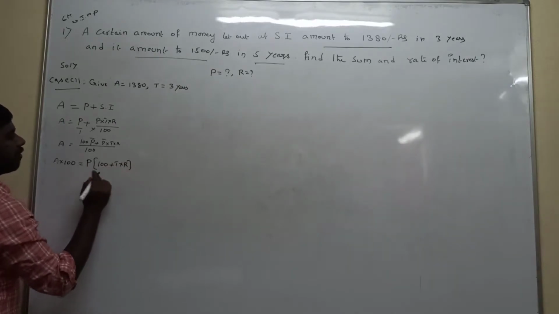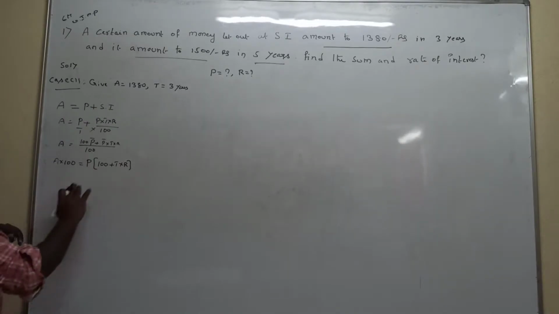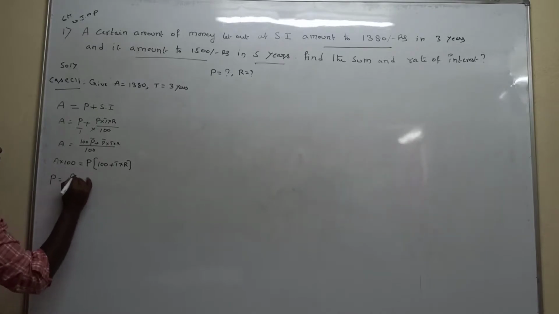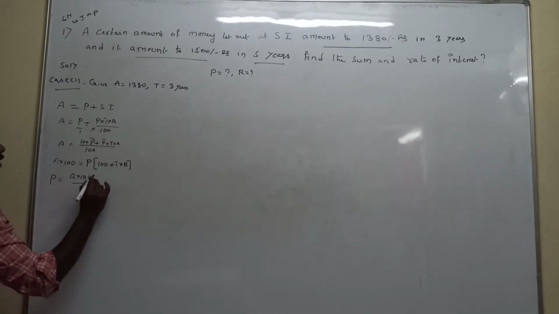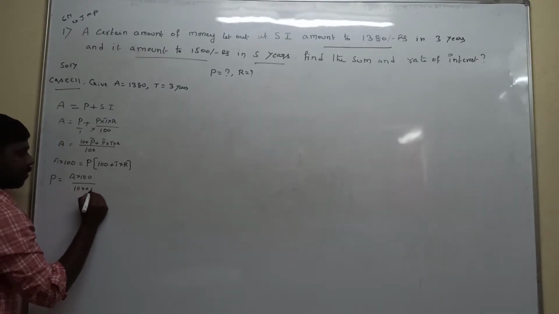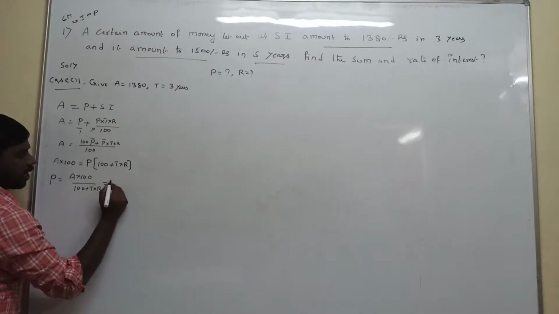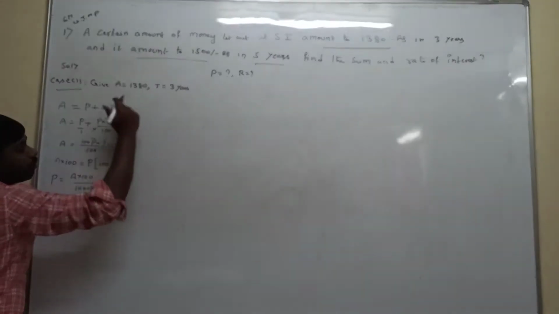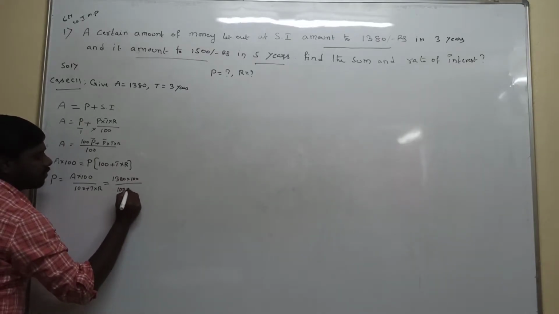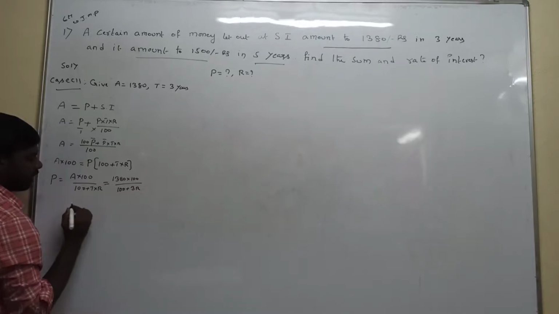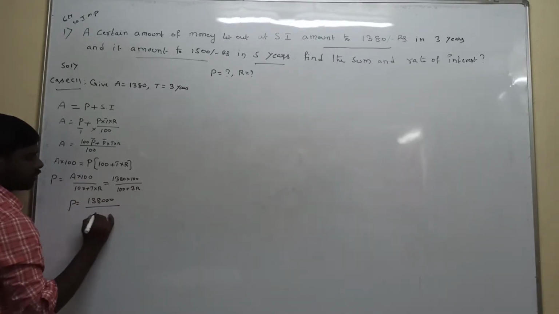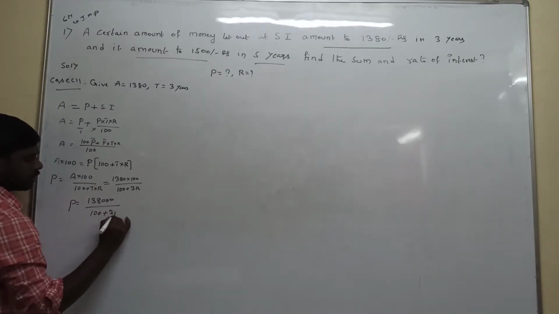So we only take the P value, and the remaining is on the left hand side. That's why this value is sitting on the left hand side. We get capital P is equal to A into 100 divided by 100 plus TR. Now you can substitute the values. 1,380 into 100 divided by 100 plus the time t value 3, that is 3R. We get capital P is equal to 1,38,000 divided by 100 plus 3R.